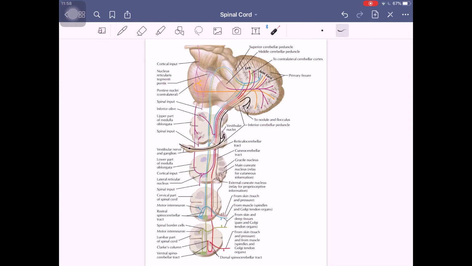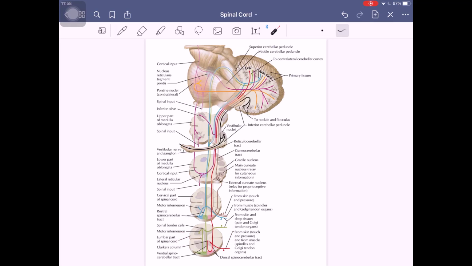Now this one is a Netter's image. This also gives us a beautiful idea. The information is, it's a little crowded. Dorsal is the red one, ventral is the green one. So dorsal means posterior, ventral means anterior. So let us see the anterior. The anterior starts from here, the green one. You see anterior is here, this is your posterior.